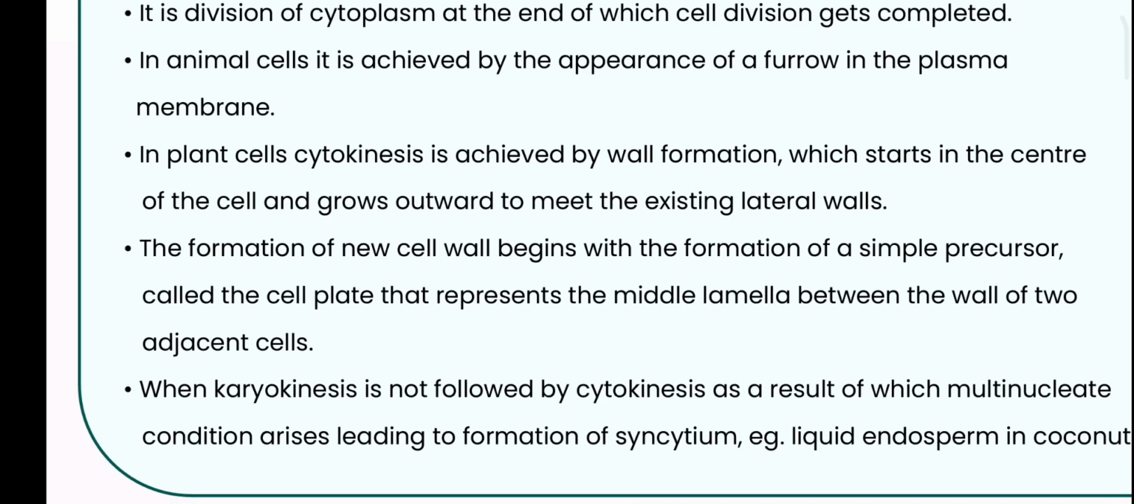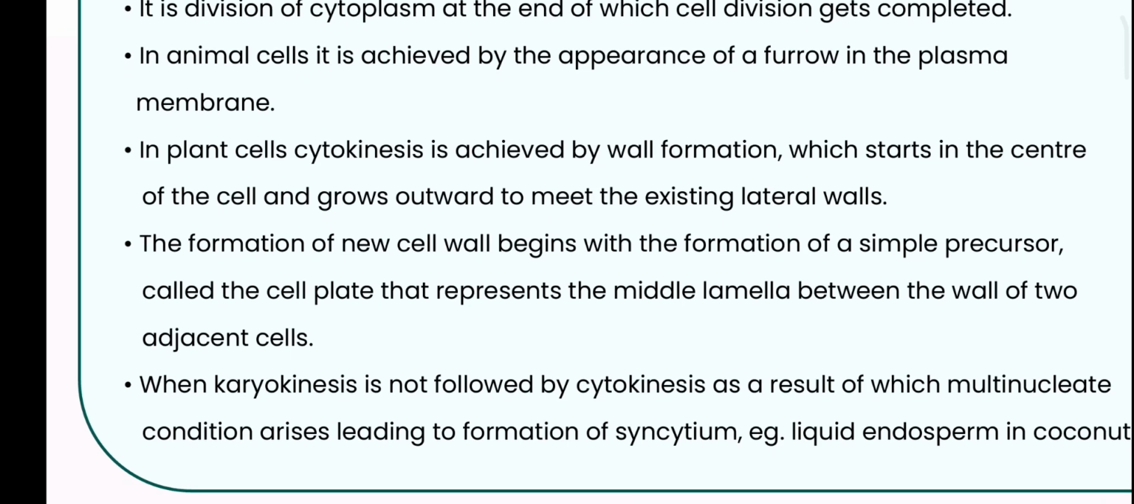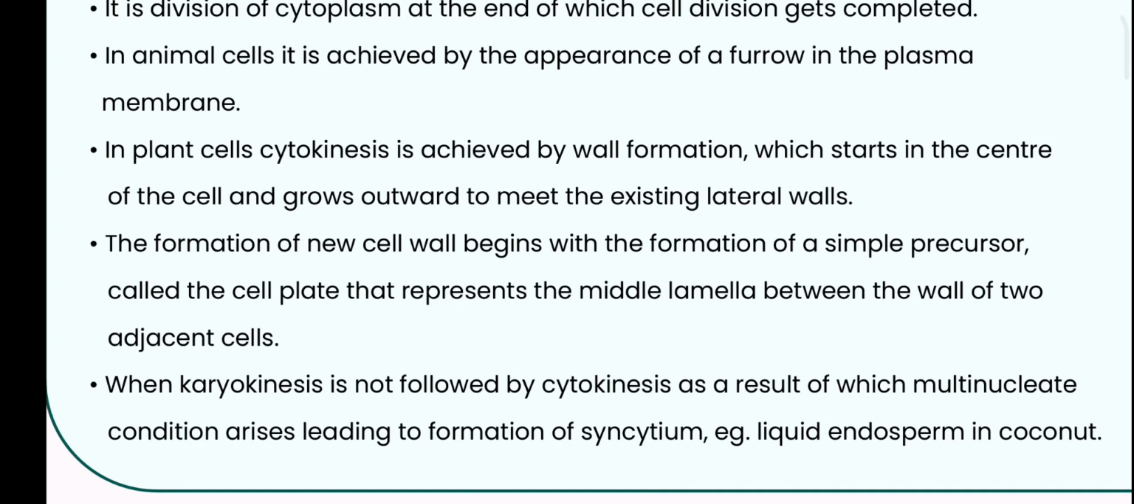In plant cells, cytokinesis is achieved by cell wall formation, which starts in the center of the cell and grows outwards to meet the existing lateral walls. The formation of the new cell wall begins with the formation of a simple precursor called the cell plate, that represents the middle lamella between the walls of two adjacent cells.